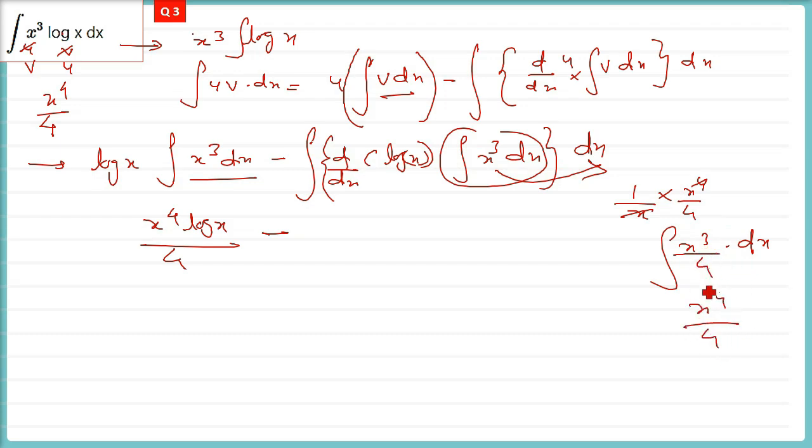See, one integration gave us x to the power 4 by 4. But d by dx of log x has given 1 by x. When we combine them, we got x cube by 4. So x cube integration will be x to the power 4 by 4. 4 is already there. That is why it has become x to the power 4 by 16. So this is your final result.